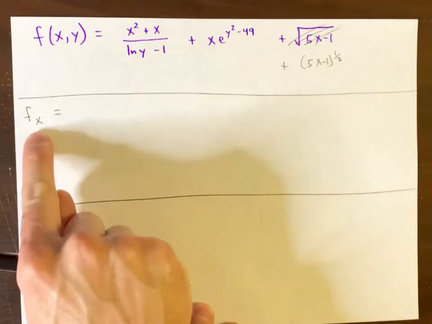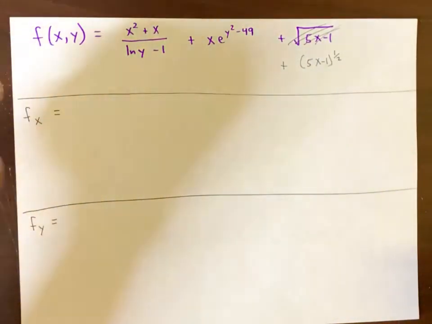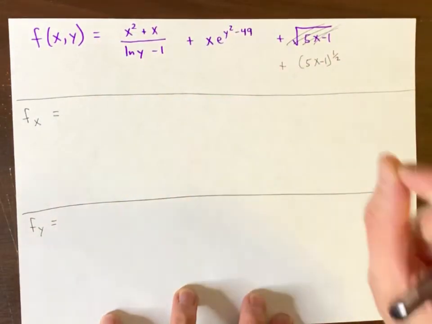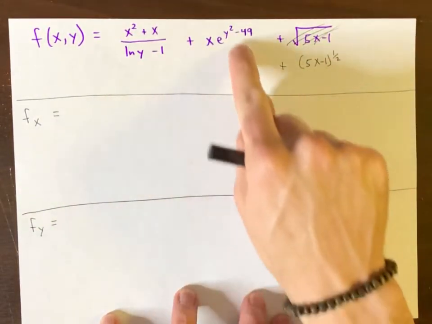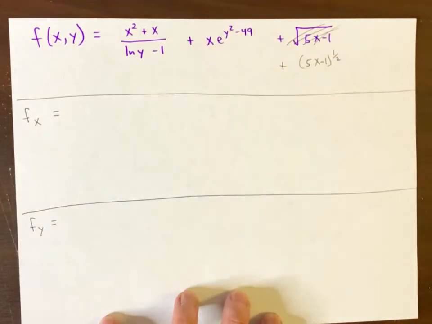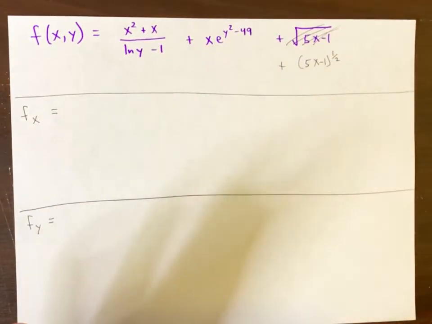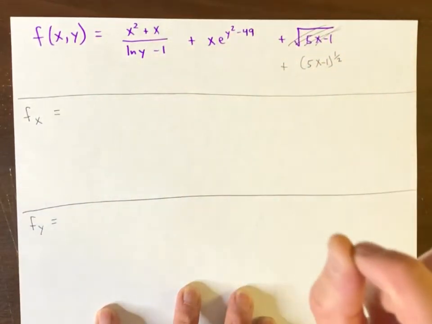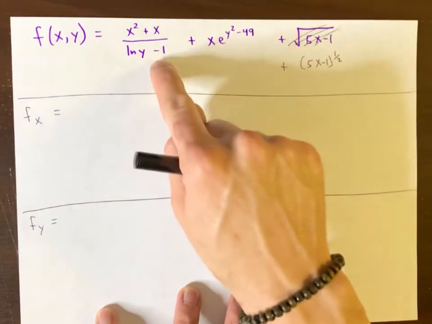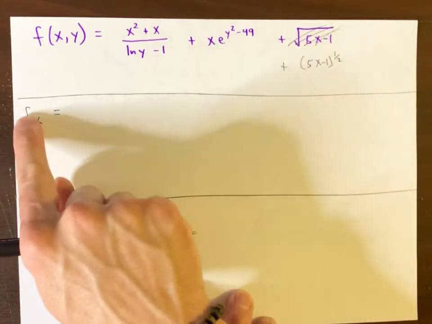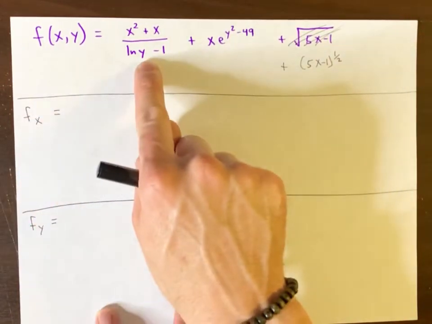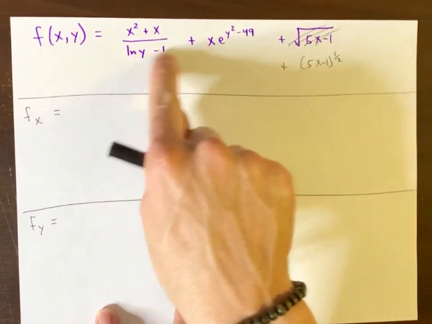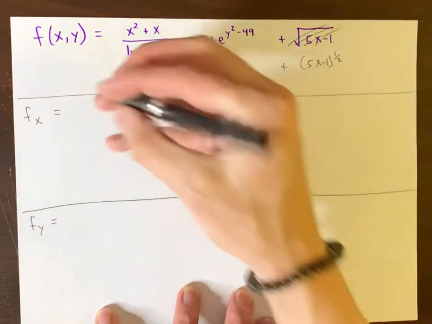Now, f sub x is the derivative of function f with respect to x. That means when we take the derivative of this, the only variable is x. And these y's are basically constants. They're just numbers. So let's take this derivative. When we take the derivative here, you would think a quotient rule because you have top and bottom, but not really. Because with f sub x, y is just a constant.